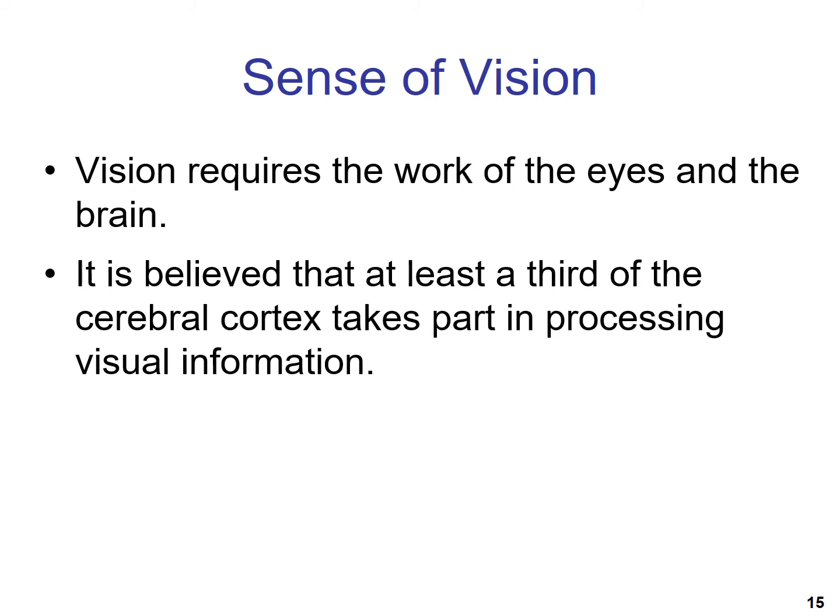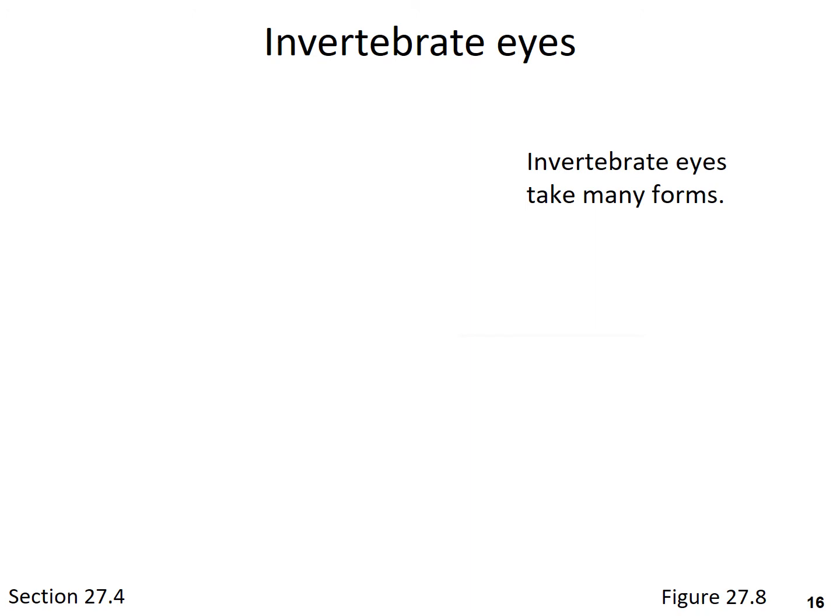And a greater portion of a dog's cerebral cortex takes part in processing olfactory information versus visual information. So for us, our sense of sight is really important. For other animals, maybe not quite as much. Okay, so the first thing to say is that invertebrate eyes take a lot of different forms.